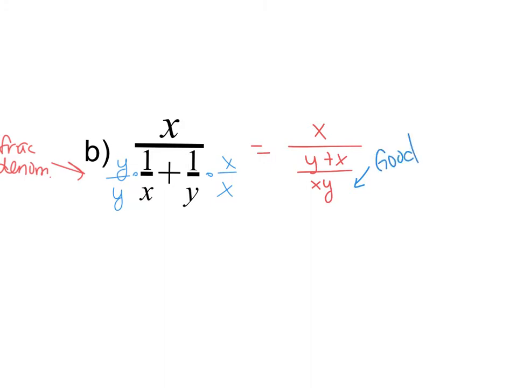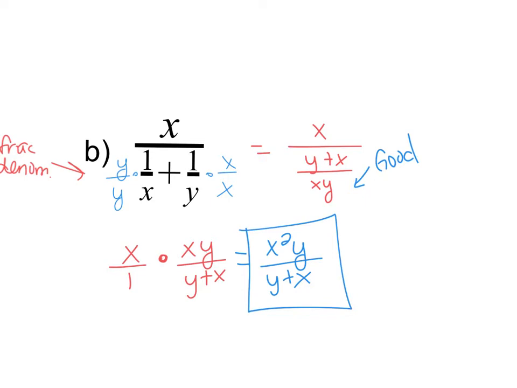Now we can do the keep, change, flip thing. So you're going to have x times, multiply by the reciprocal, xy over y plus x. And that x is a whole number, so it's going to be x over 1. Okay, now go ahead and multiply it. Looks like nothing cancels, so you're going to have x squared y on top over, distribute the 1, y plus x. And that's your answer.